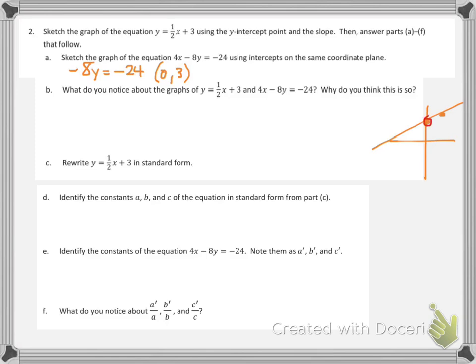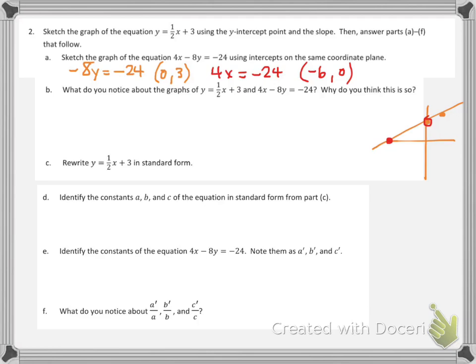So interesting, the y-intercepts are the same. What if I make y 0? That will give me my x-intercept. That would give me 4x is equal to negative 24, and negative 24 divided by 4 is a negative 6. So when y is 0, x is a negative 6. Okay, and so that would be 6 to the left and 0 up. Oh, that's that point. I get the same line again. So these two equations are the same line again, it looks like.